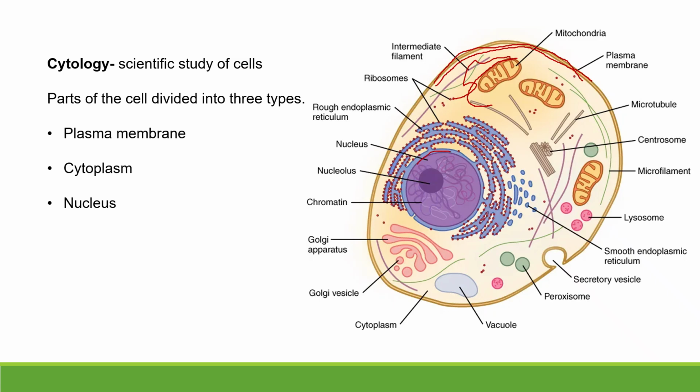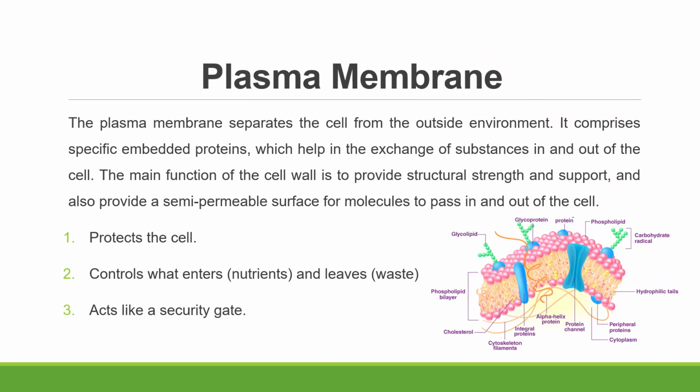And the nucleus is here, and all the organelles you can see: the mitochondria, the centrosome, microtubules, Golgi apparatus, vacuole, peroxisome. So each and every organelle you can see in this slide. Let's begin with the plasma membrane.